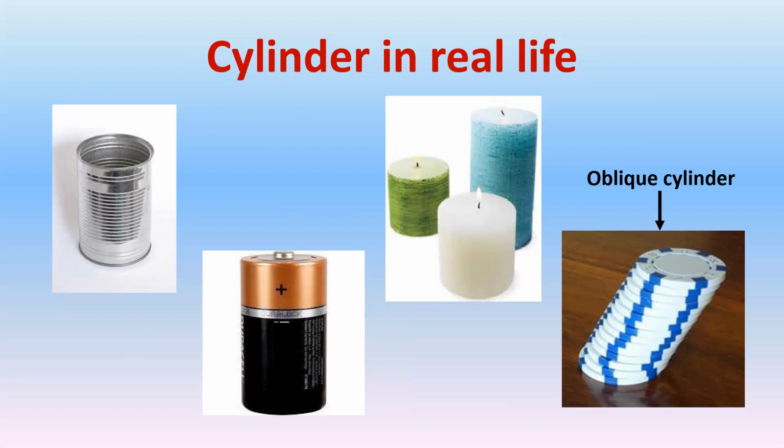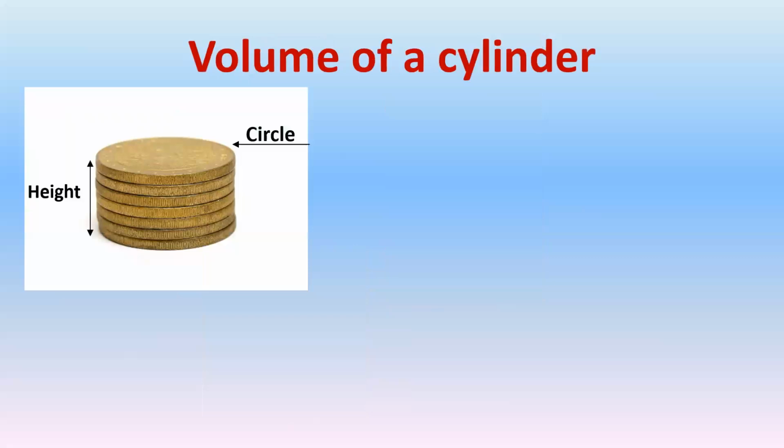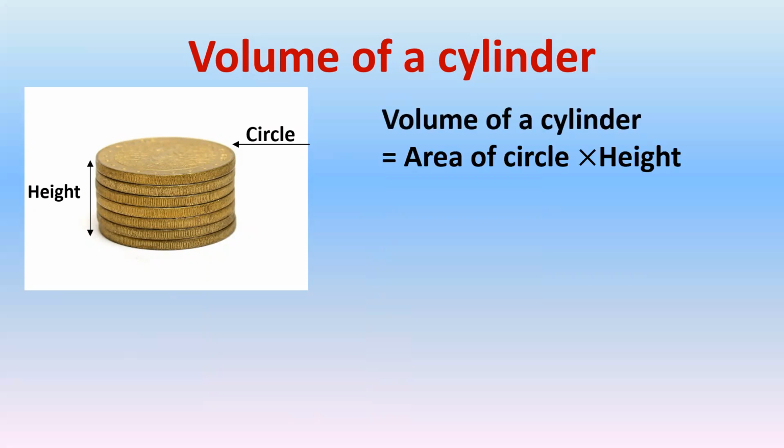Now let's find the volume of a cylinder. As we have mentioned earlier, let's consider a cylinder as a stack of circles. We have a circular end and height of cylinder. To find the volume that the cylinder occupies, we shall multiply the area of circle by the height of the cylinder. Note that area of circle is pi r square. Therefore, volume of a cylinder is pi r square multiplied by h.